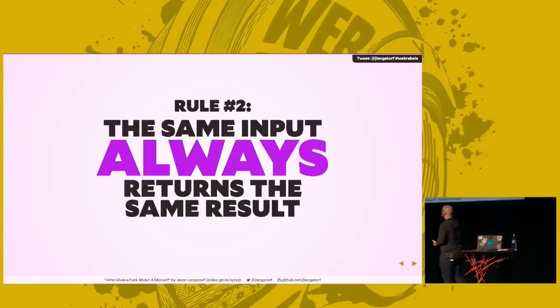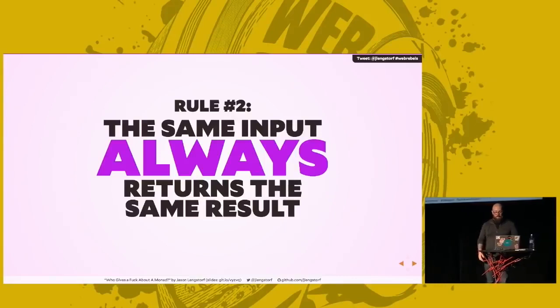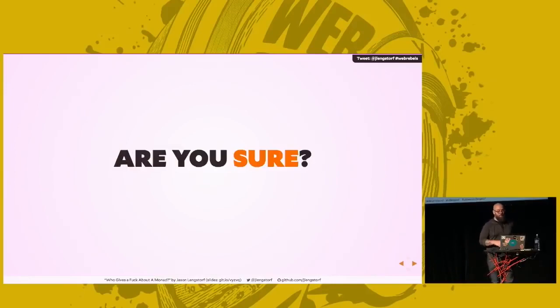Rule number 2: we want to always get the same output given the same input. And if you're looking at that thinking, well, of course, that's what code does. If you execute code, it's always the same. And that should be the goal, right? If we start our program, it should be predictable. But there are a lot of edge cases where that's not true.